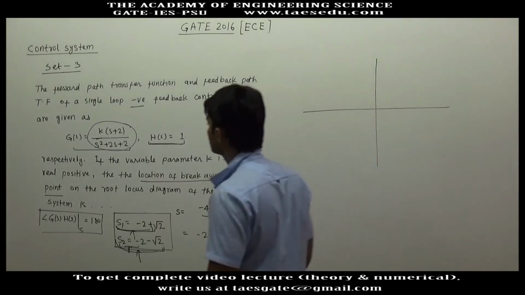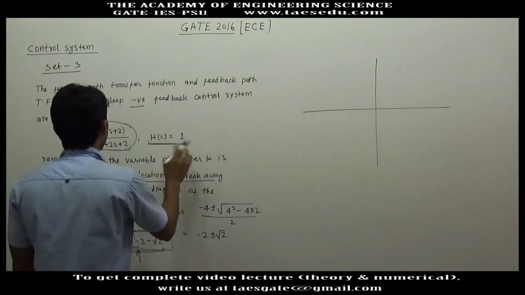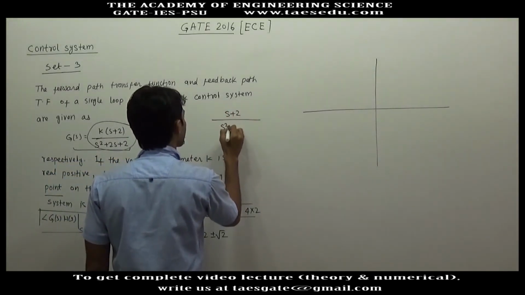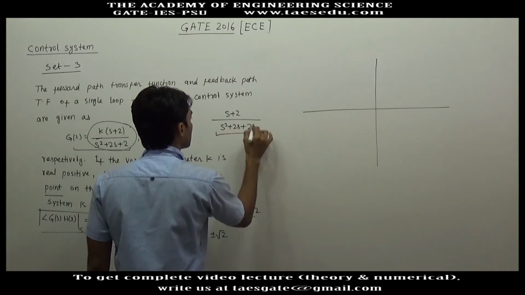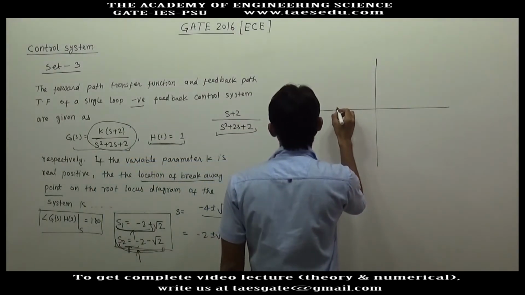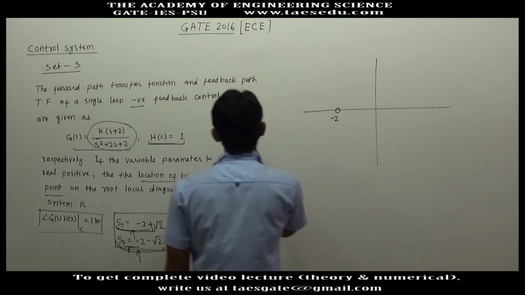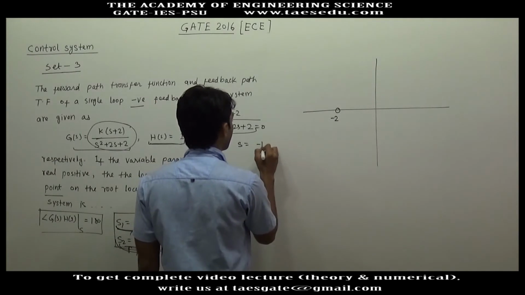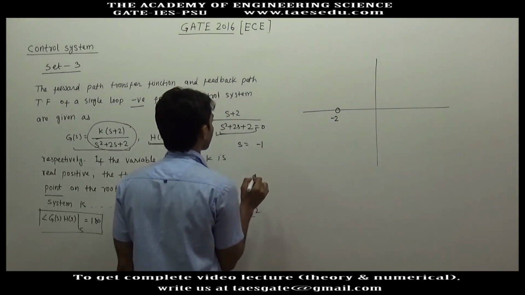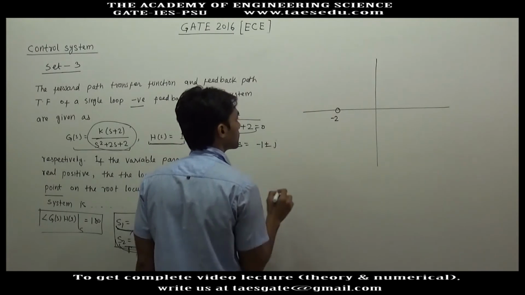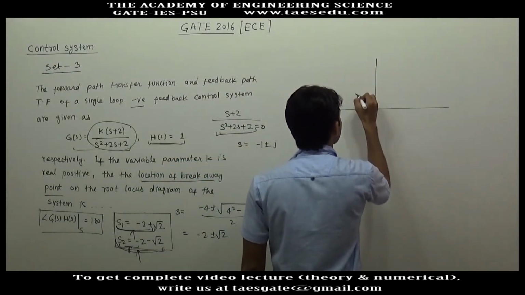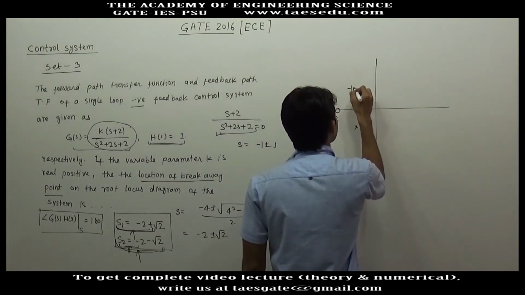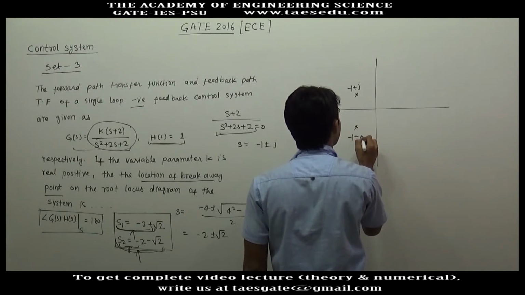In the root locus, GsHs is equal to s plus 2 divided by s square plus 2s plus 2. The location of 0 is at -2. This is -2, and the poles will be, if you equate to 0, you will get s equal to -1 plus minus j. So this is -1 plus j, this is -1 minus j.